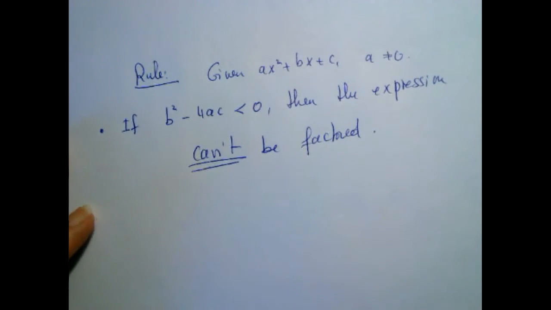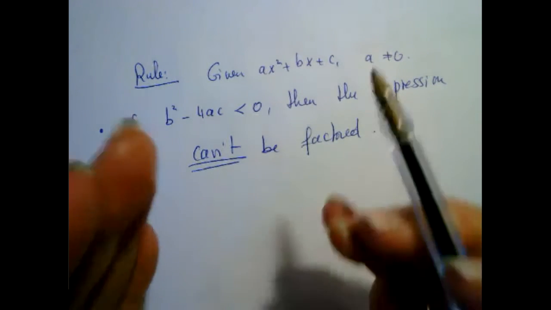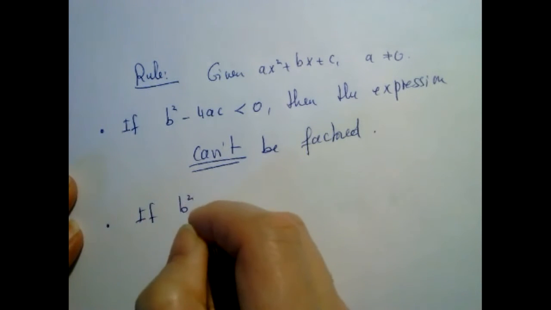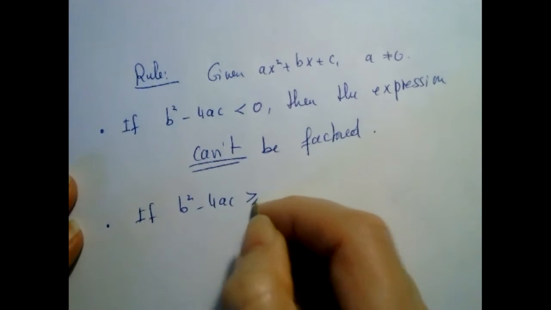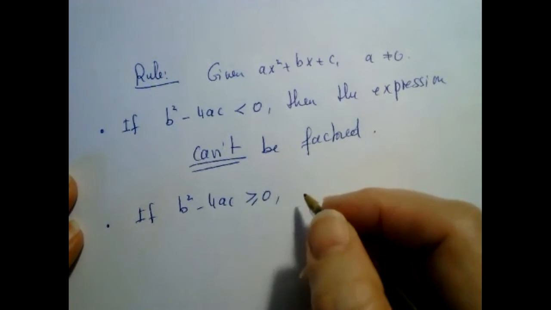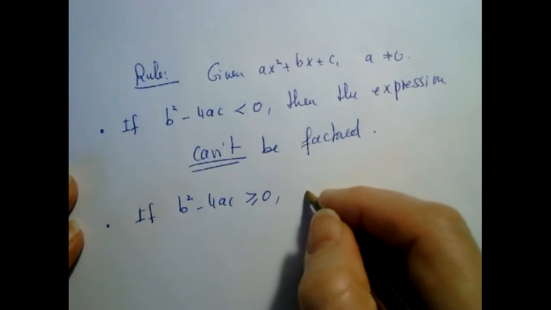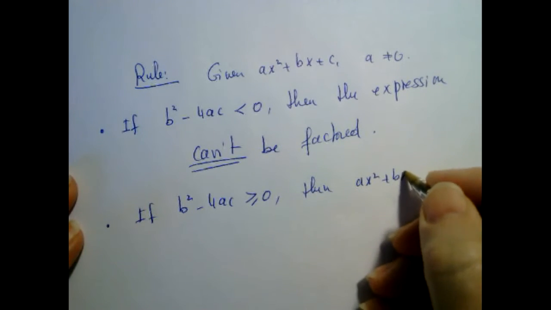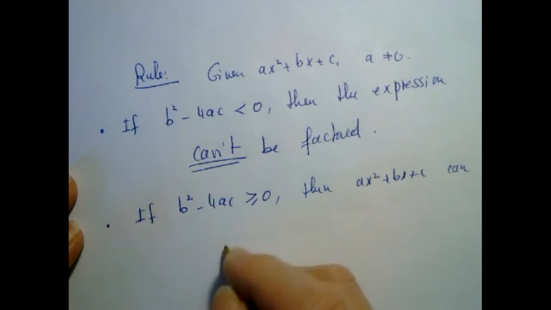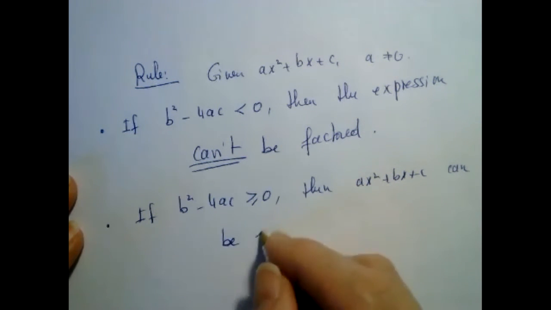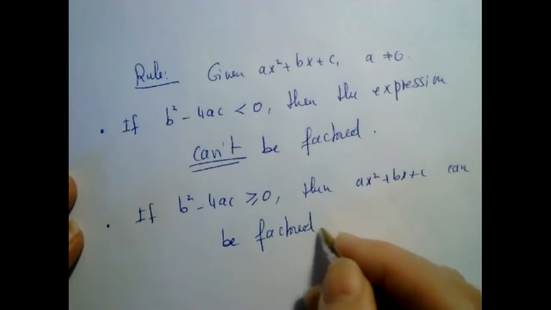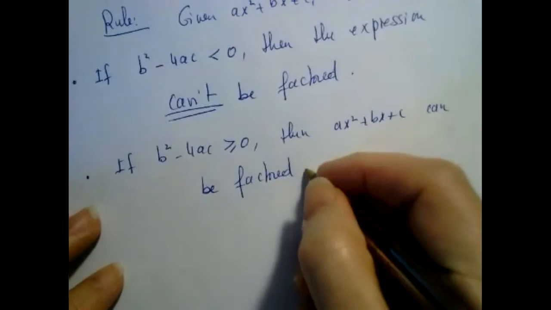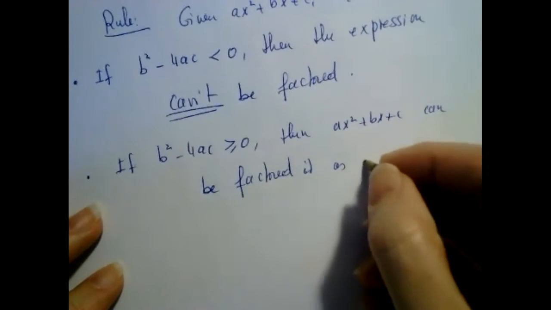Okay. So we look at the expression. If this is negative, it means there is no way we can factor it. If it's positive or equal to 0, then we can factor it. Then the expression can be factored. We can actually factor it. Okay. And this is the rule. And the rule is the following. So we can factor it as follows.